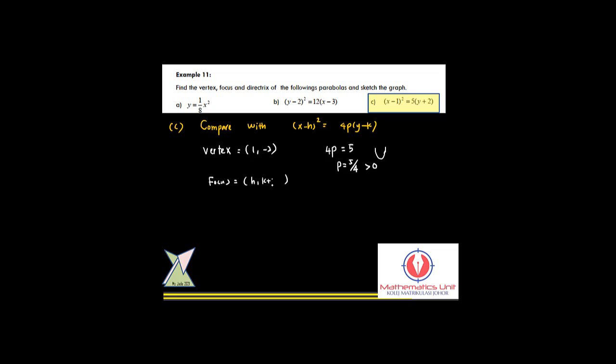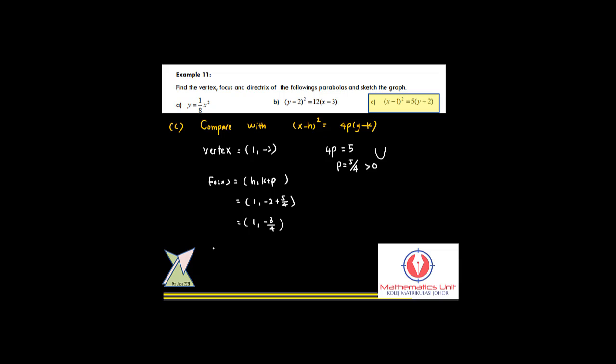h, k plus p. So it will be 1, negative 2 plus 5 over 4. So we have to simplify it. So it should be 1. So what did you get from here? It's negative 3 over 4.